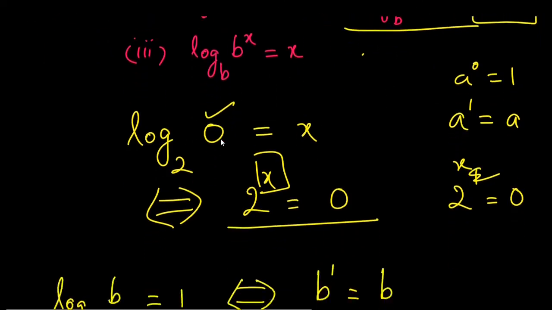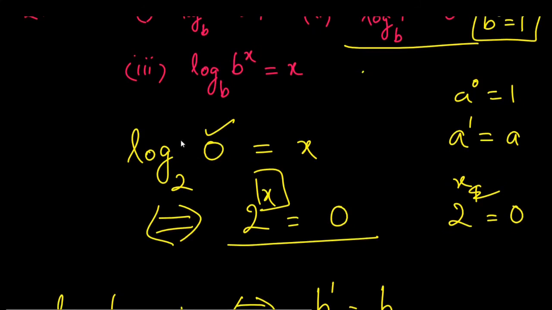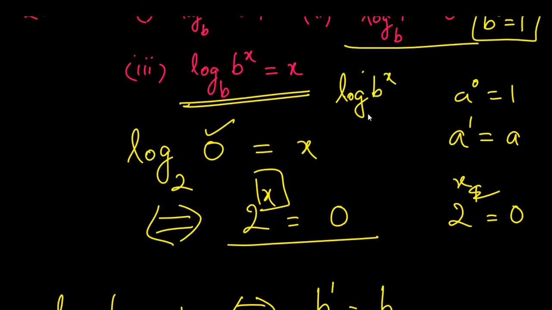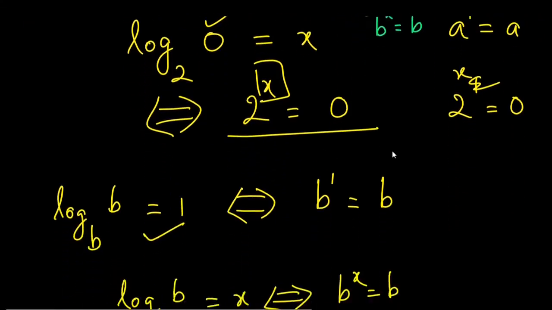Now log of b power x to the base b is equal to x. When converted into exponential form, we get b power x is equal to b power x. So it is also true.